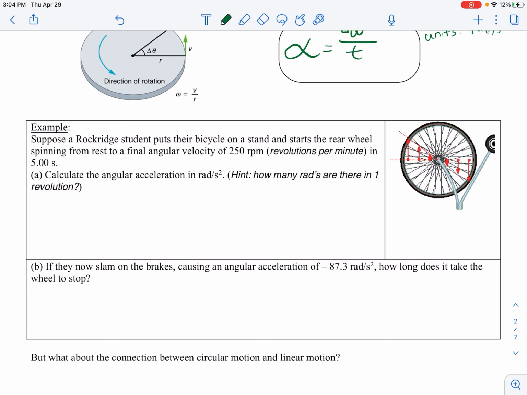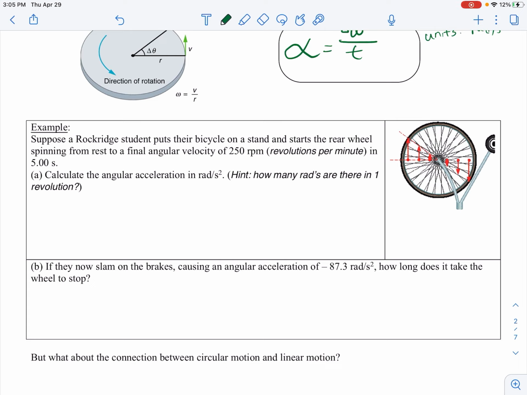All right, so quick question here. A student puts their bicycle on a stand, and starts the rear wheel spinning from rest to a final angular velocity of 250 revolutions per minute in 5 seconds. Our goal is to calculate the angular acceleration. Again, we're trying to find the amount of radians in 1 revolution. So let's do a couple quick conversions.